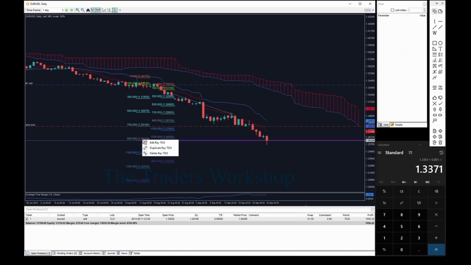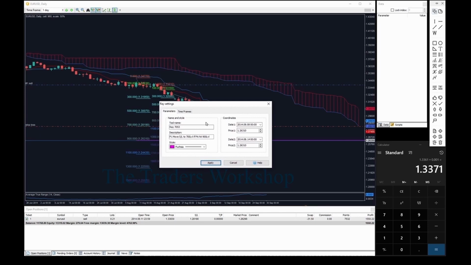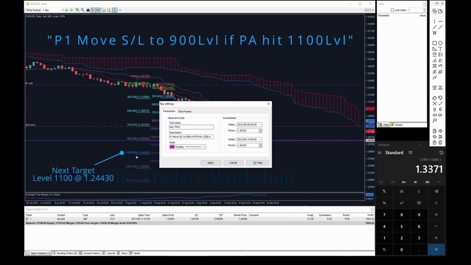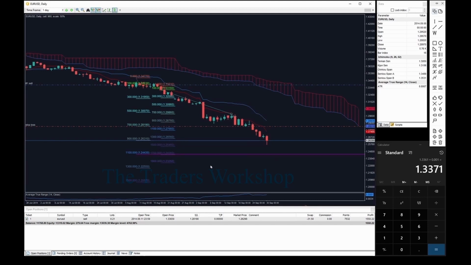Now, let's update the ray line's description and new price level. The new description should be: for position 1, move the stop loss to level 900 if price action hit the level 1100. And the next price level should be at level 1100. And the price at 1.24430. The same goes for price 2. Let's proceed.